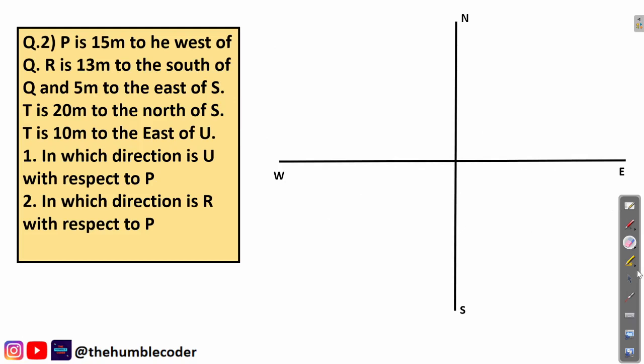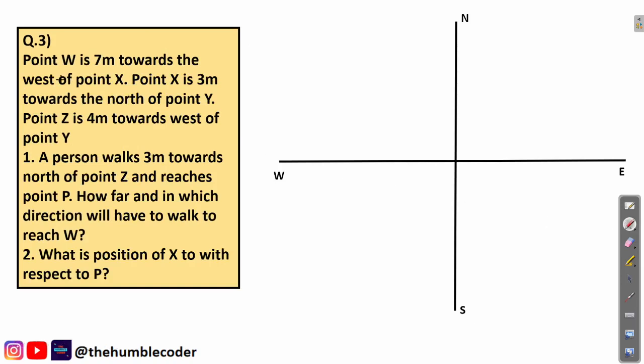Moving on to the next question now, which is question number 3. So basically a similar kind of question is there. We need to first of all create the diagram. Point W is 7 meter towards the west of point X. Okay, so let us create the diagram. So X is here, W is 7 meters towards the west, it is mentioned. So let me write it down again. So if W is here, X is here, then point W is 7 meter towards the west of X.